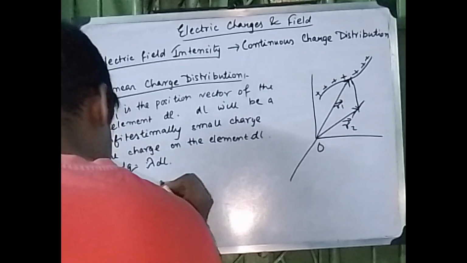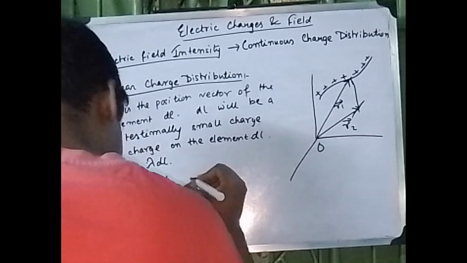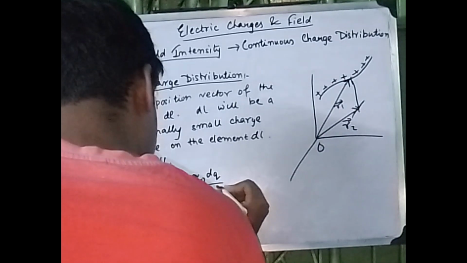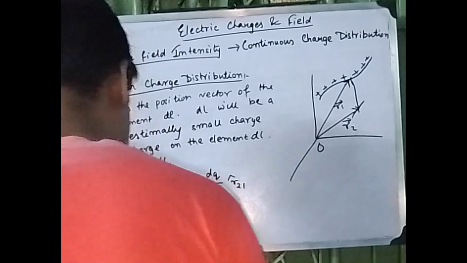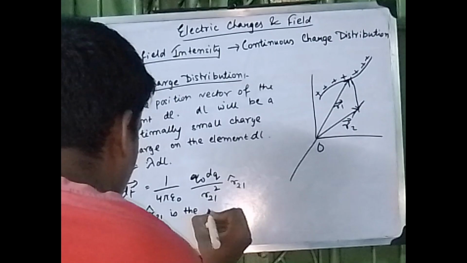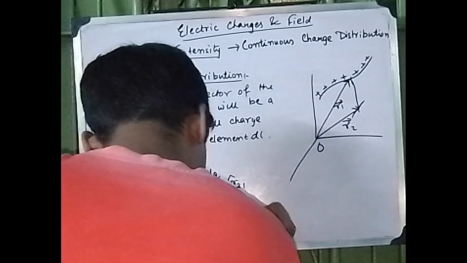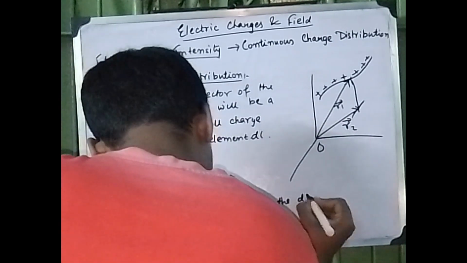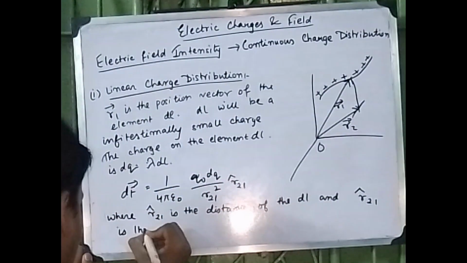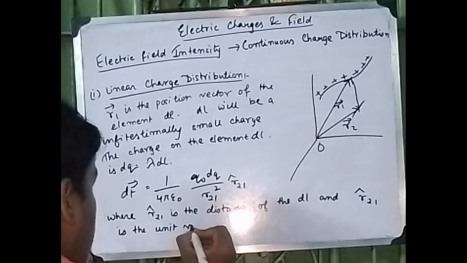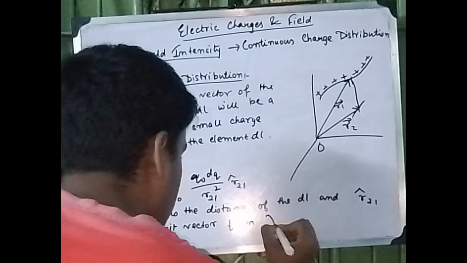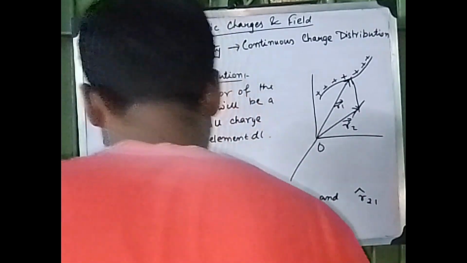Consider that a test point charge q naught is placed at P. Now the force on q naught due to charge dq equals lambda dl on the element dl is given as d vector F equals 1 by 4 pi epsilon naught q naught dq divided by r21 square unit vector r21, where r21 vector is the distance of q naught from the element dl and unit vector r21 is the unit vector pointing from lambda dl to q naught.